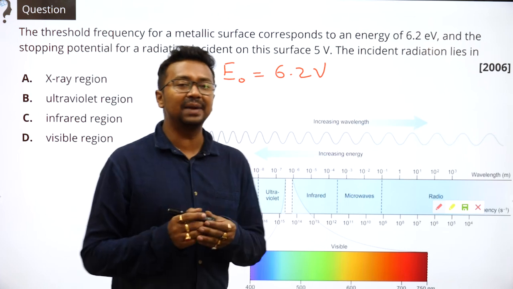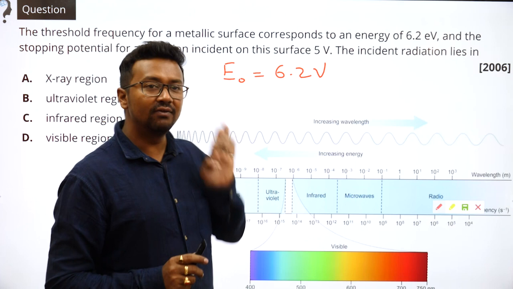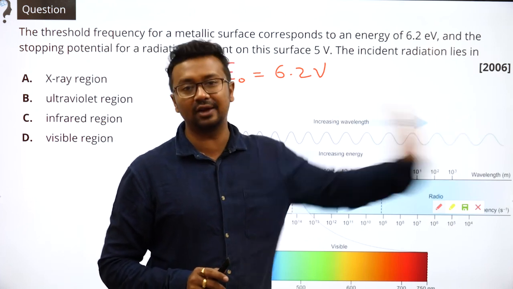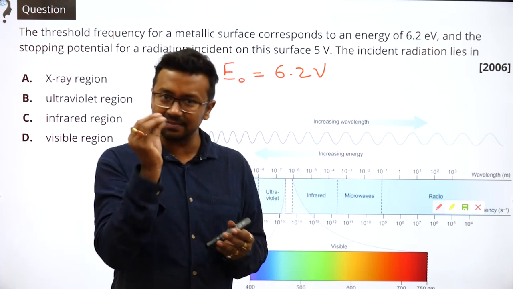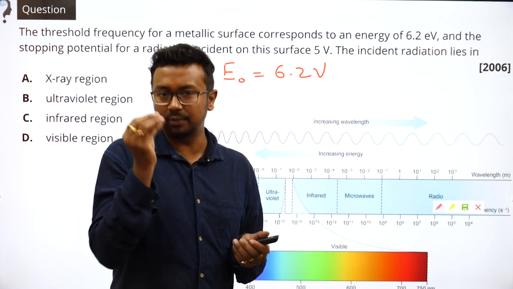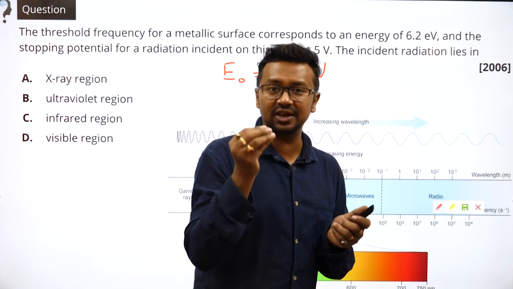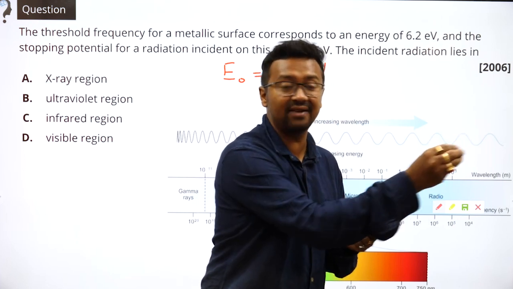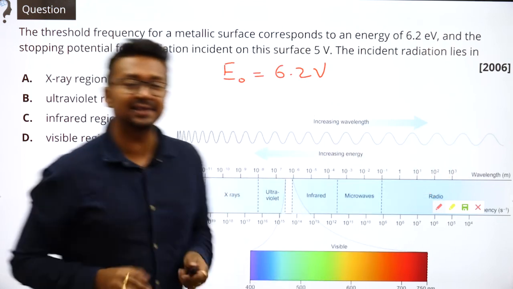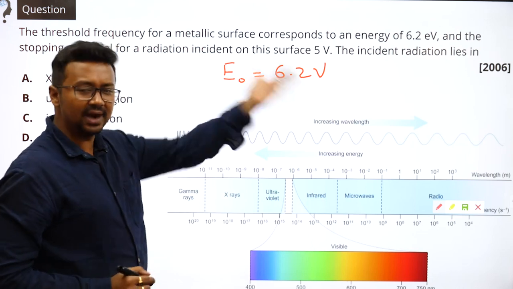Okay. But let me tell you, stopping potential is basically the potential difference which can stop the highest energy electron. That is, the electron has got some kinetic energy. So the potential which can stop the highest energy electrons that are moving, and is able to stop them, that exactly is called my stopping potential, right? So, we will understand that.